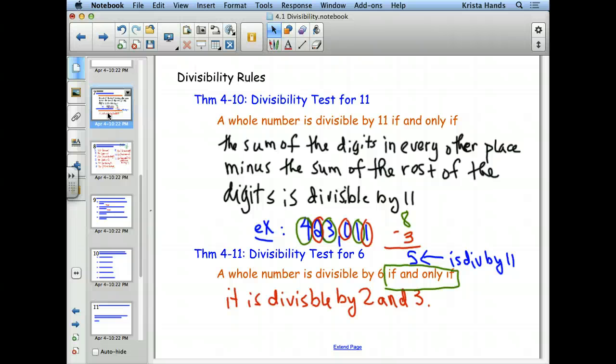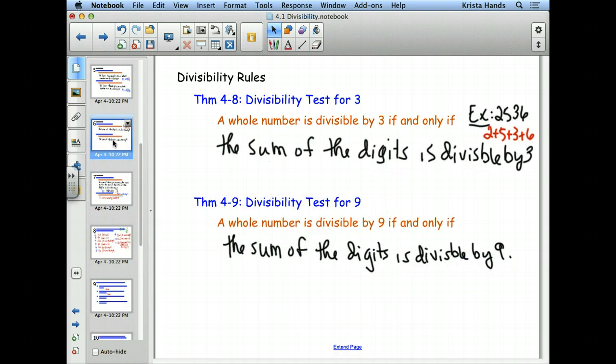I could do, for instance, up here, if the sum of the digits is divisible by 3, then the value is divisible by 3. Yes. If the value is divisible by 3, then the sum of the digits is divisible by 3. Yes, it's just going the other direction.